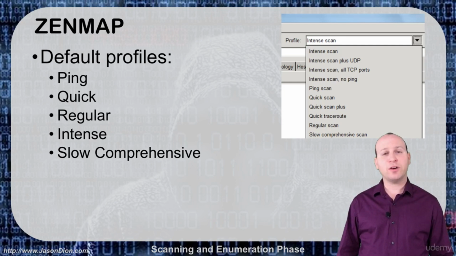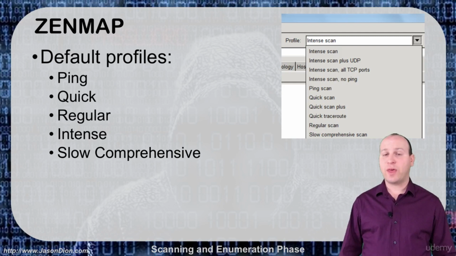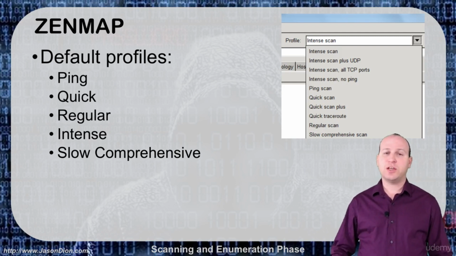And what a quick scan does is it does the first 100 common ports and comes back with the information on those. After that, we can go to a regular, which does the 1,000 most common ports, and then we can even go into an intense or a slow comprehensive, which again gets us more detail.